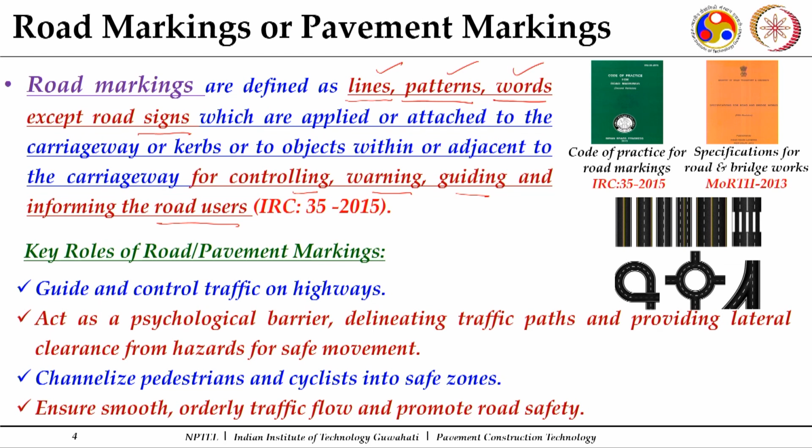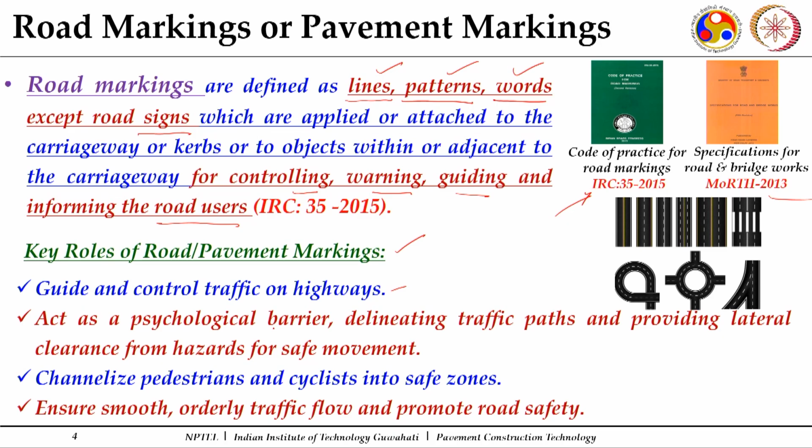So, these are some important features because of which road markings are used. They need to have a good control, they should warn, they should guide and inform the road users. So, we have these IRC codal specifications, IRC 35 code of practice for road markings. We have sections under the MORTH specifications for road and bridge works, which deal with the road pavement markings. So, if I put together the key roles of road markings, many times it may be called pavement markings or road markings.